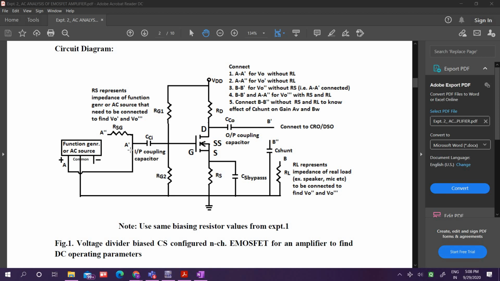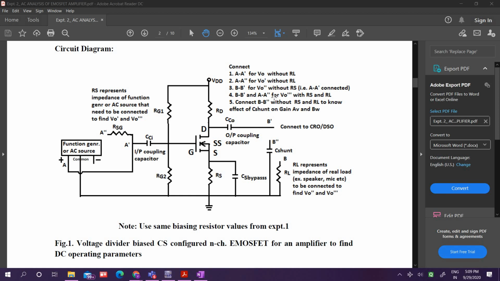So in the second step, we have to connect this RSG. So we disconnect this input source and again connect to the A to the A double dash. So as A is connected to A double dash, again we have to measure the VO. That VO will be VO dash. So we can see over here, the first step is what? Connect A to A dash. So we connect A to A dash, and at that time we have obtained the output voltage. Again connect A to the A double dash, and again output, that is VO dash. Then again connect A to the A dash, and now connect B to the B dash.